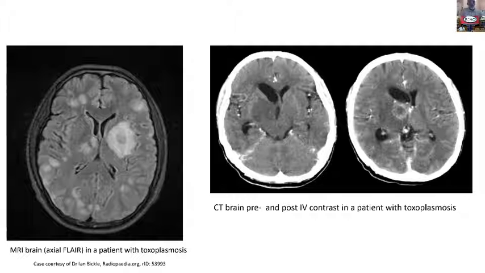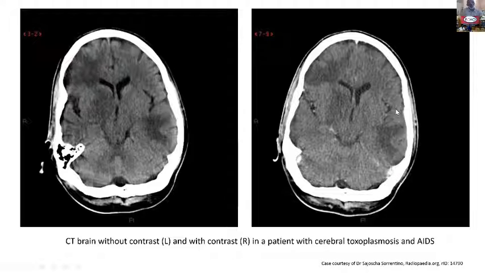I'm not sure if the mouse will cooperate. So this dark area here, and you see the asymmetry where this ventricle is larger than this one, so it's pushed off to one side. And when you inject the contrast, you see this ring enhancing lesion appears. That's classic of cerebral toxoplasmosis, but noticeably it's a solitary lesion. And this was toxoplasmosis.